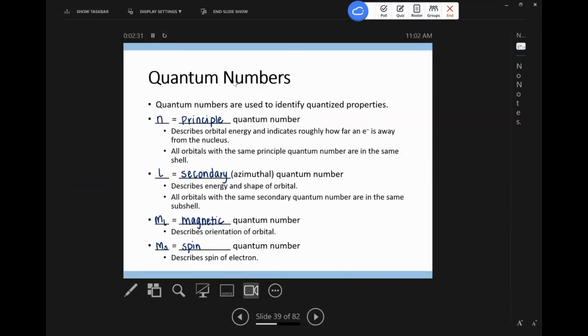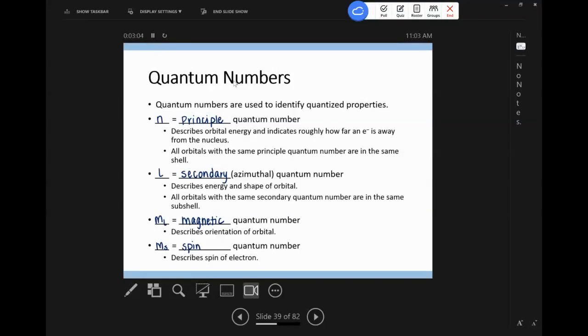So the first is the principal quantum number, or n. This gives us information about the size of an orbital. The lowest possible n value is 1, and then we have integers, so 1, 2, 3, 4, 5, etc. So lower principal quantum number means smaller orbital, and the energy. Smaller orbital means the electron's closer to the nucleus. That means that electron has a lower energy.